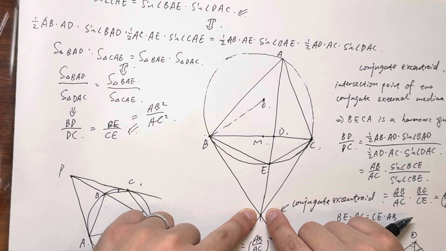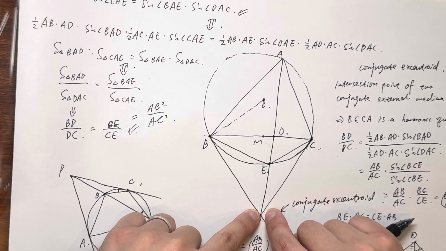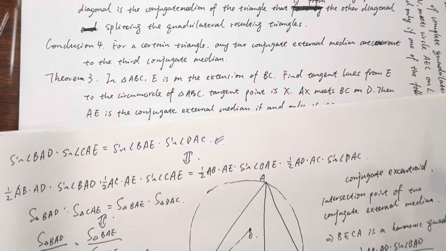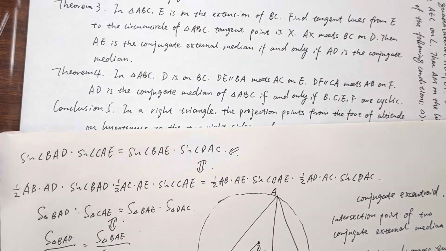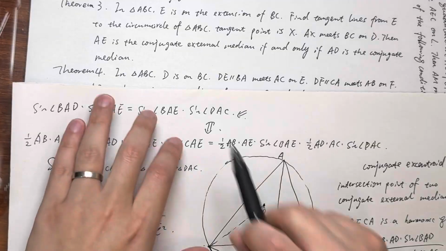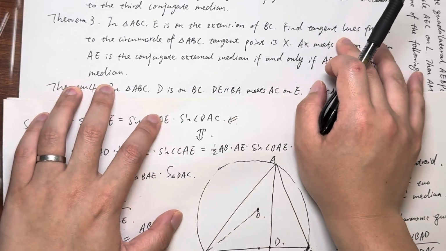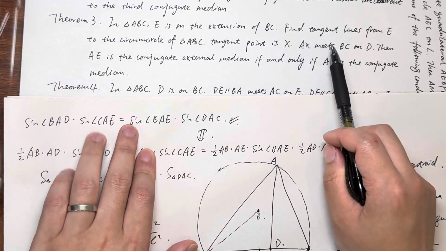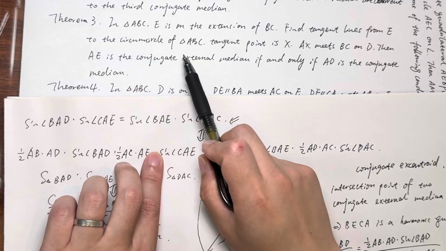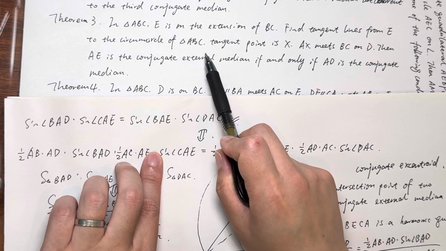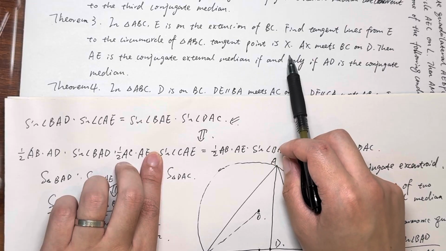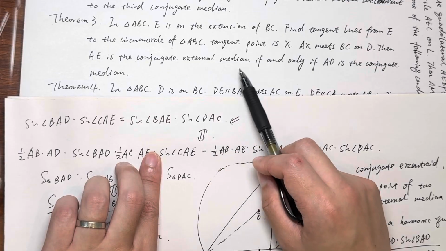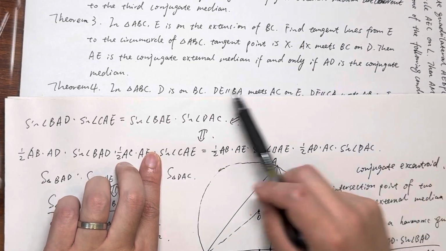The conjugate external median is concurrent to the third conjugate median, right? It's obviously true. So theorem 3. In triangle ABC, E is on the extension of BC. Find the tangent line from E to the circumcircle of triangle ABC. The tangent point is X. AX meets BC at D. Then AE is a conjugate external median if and only if AD is a conjugate median.